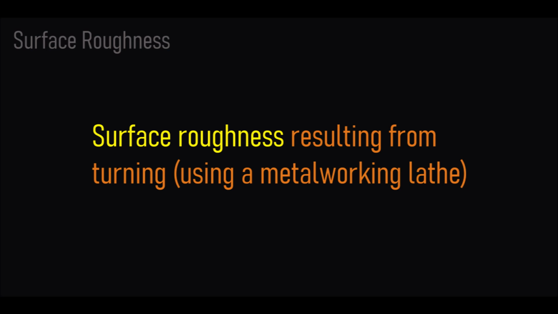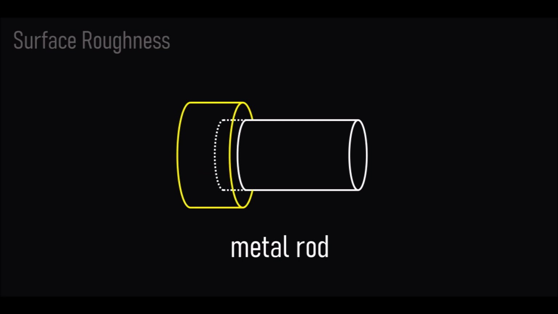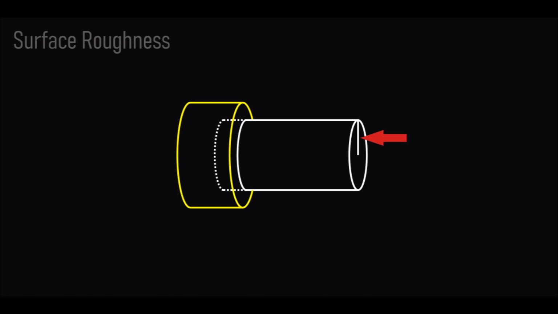I'm not trying to be accurate with real-world explanations, nor with terminology, but I just want to give you a quick overview. Let's take our metal rod again, which will serve as our generic piece to be machined. Let's clamp it in our metalworking lathe. The spindle is the device that clamps and makes the metal rod rotate at high speed. Let's make a sign or a scratch here on the metal rod, so that we can actually see it rotating in this simplified drawing. Here we go.